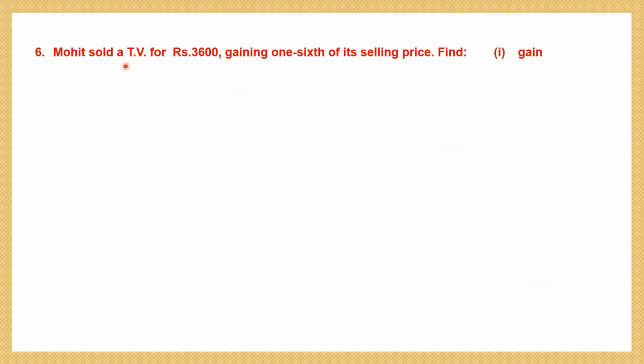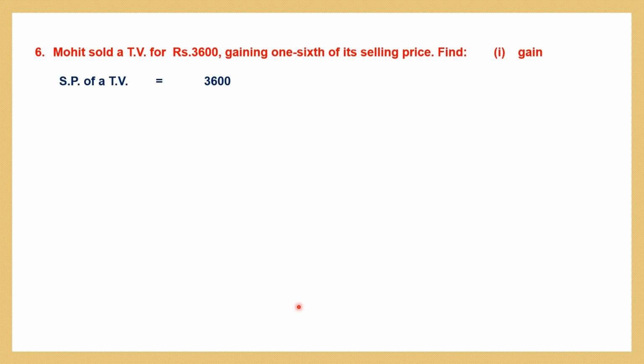Question 6. Mohit sold a TV for 3,600 rupees, gaining 1/6 of its selling price. So he got a gain. And how much was that gain? 1/6 of the selling price. So the first thing we have to find is what that gain was.